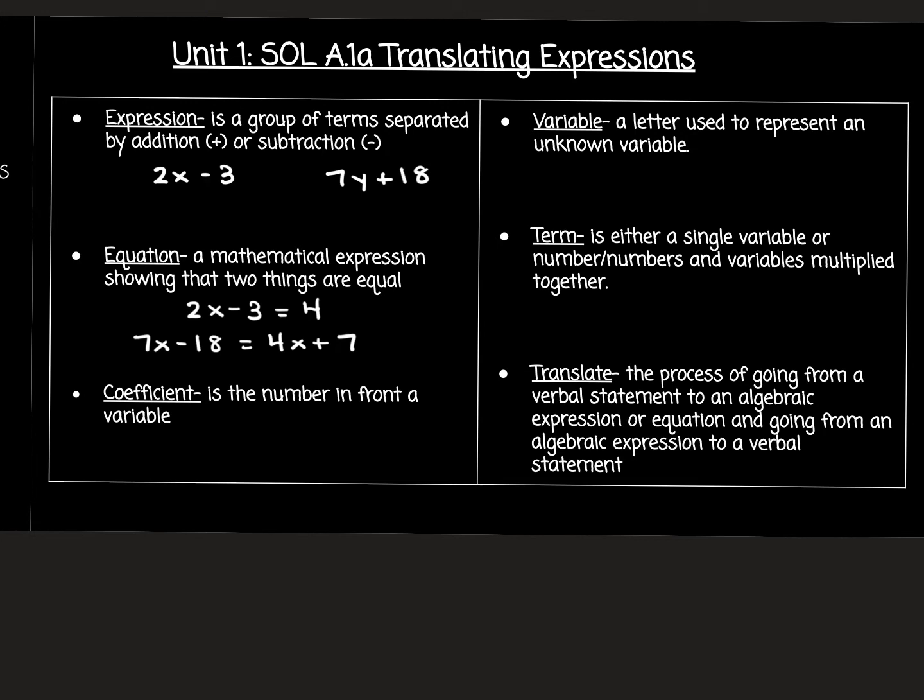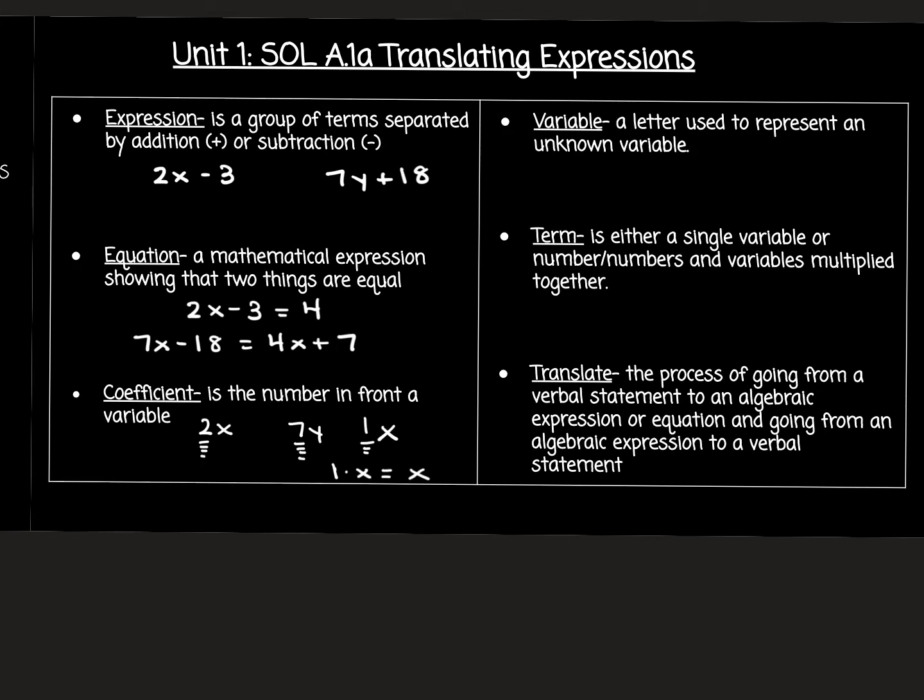So the coefficient is the number that is in front of the variable. For example, with 2x, my 2 is going to be the coefficient. With 7y, my 7 is going to be a coefficient. When you just see a variable by itself, that coefficient is 1. All right, so remember when we looked at the properties, 1 times x just gives us x. So anytime you see a variable by itself, its coefficient is 1.